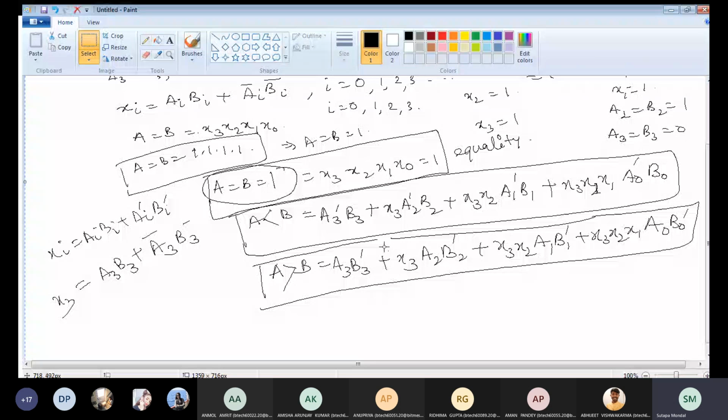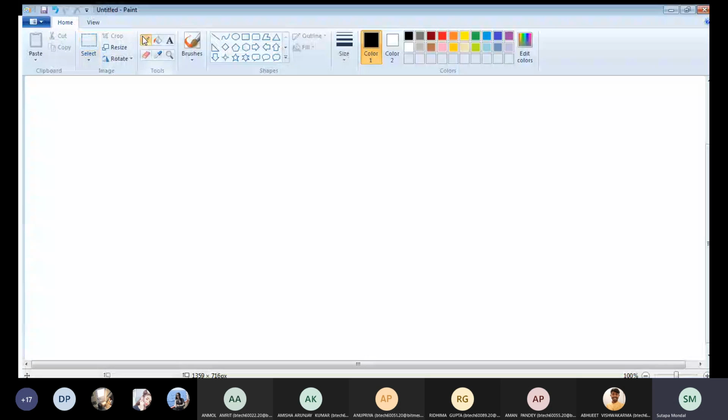Everybody, it is clear, no? Yes, ma'am. Okay, so we will see the diagram for this, that is the magnitude comparator. This is the practical you are having. In our practical, we will be using ICs. We won't be drawing this lengthy diagram.